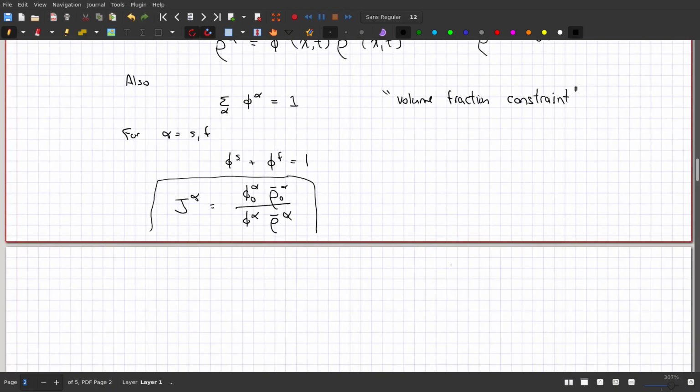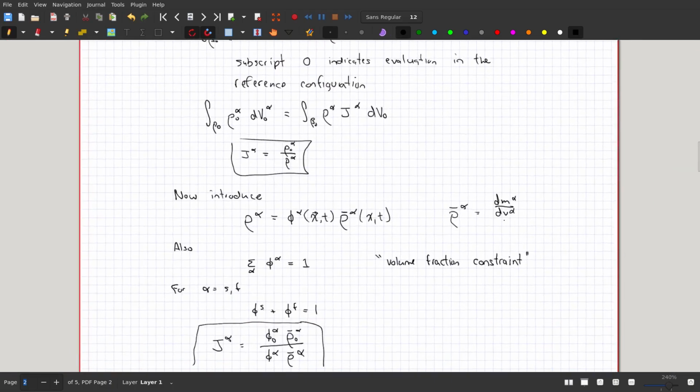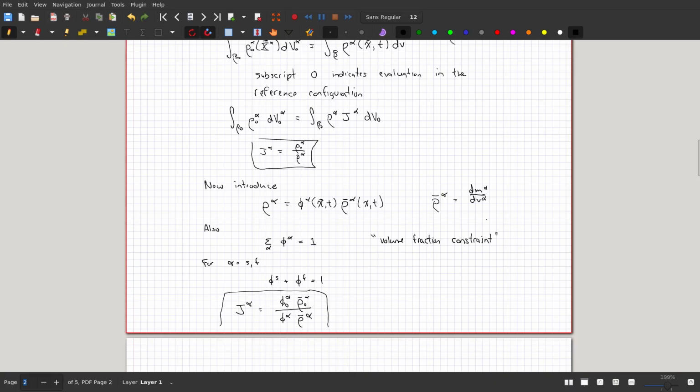Professor? Yep. The phi 0 doesn't depend on time, right? No, it doesn't. It's just phi what it was in the reference configuration where you started. So the things in the numerator are constants. All right.